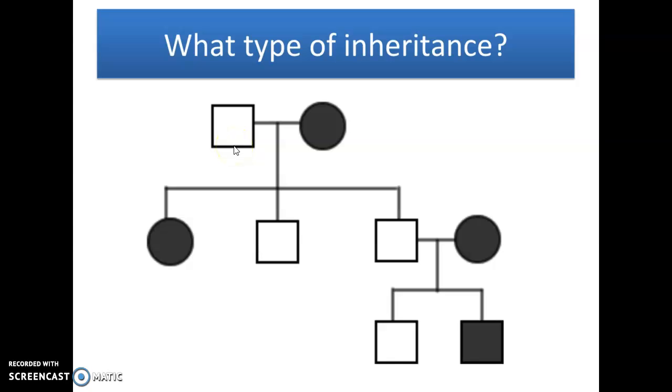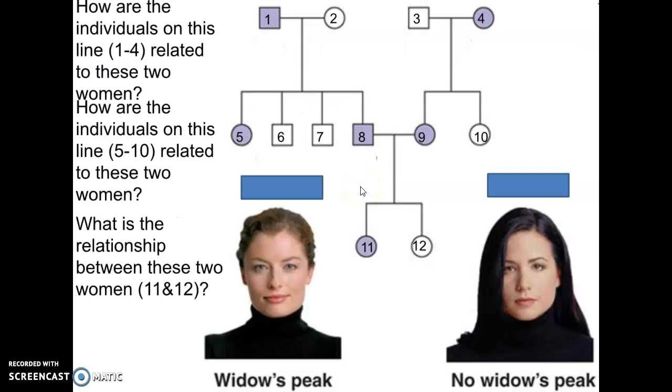Is it dominant or recessive? Well, does it skip a generation anywhere? No evidence of that. So we're going to say that this is autosomal and dominant. Here are the questions from the actual practice problems.